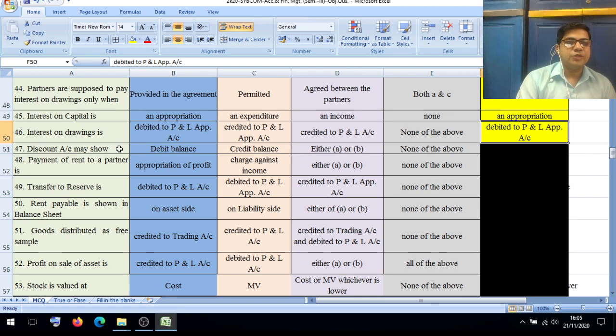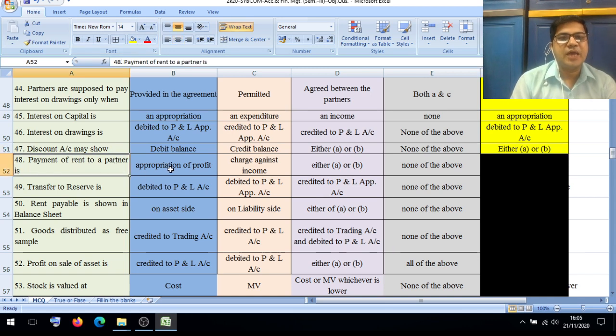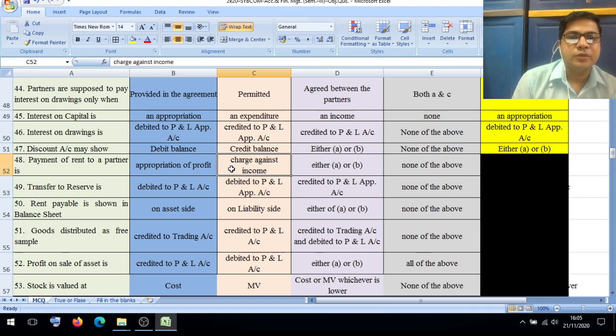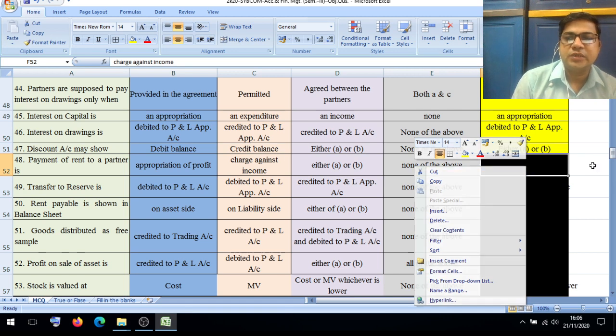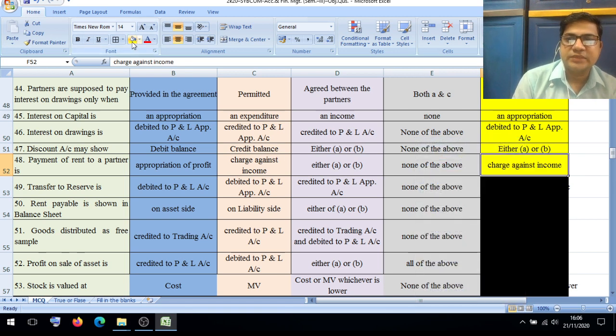Discount account may show debit balance, credit balance, either A or B, none of the above. A means debit balance or B means credit balance. So either A or B will be the answer. Payment of rent to a partner is appropriation of profit, charge against the income, either A or B, none of the above. So answer is charge against the income.